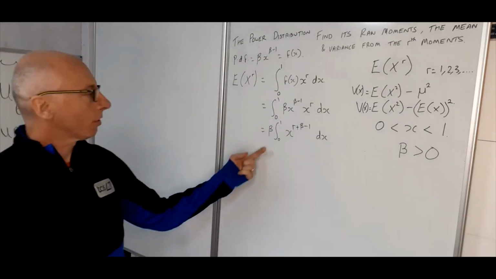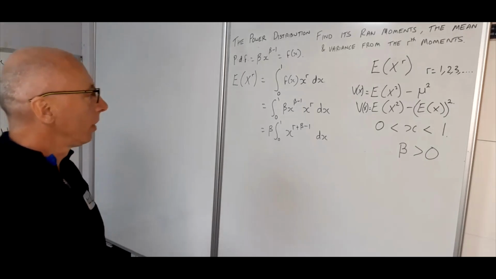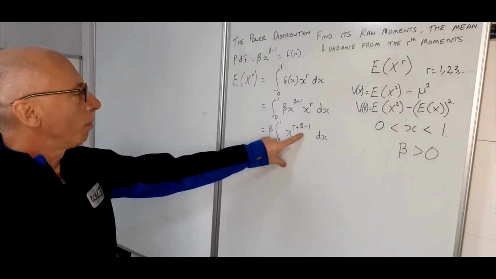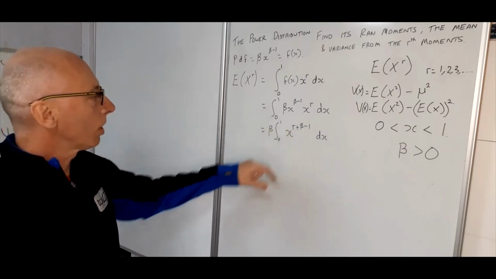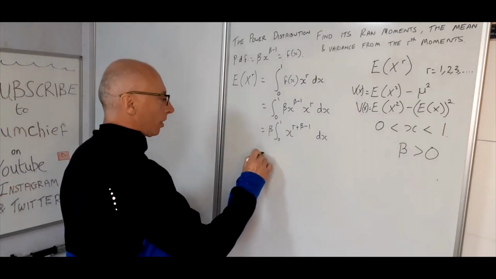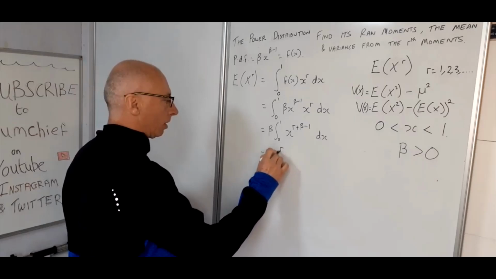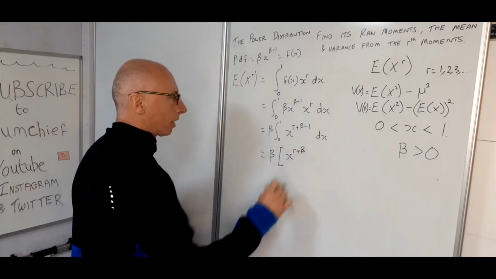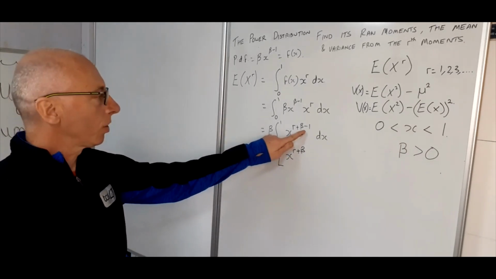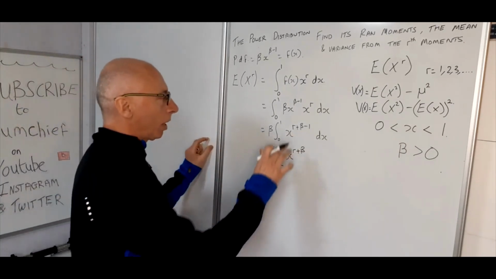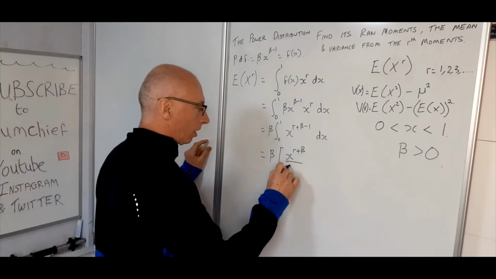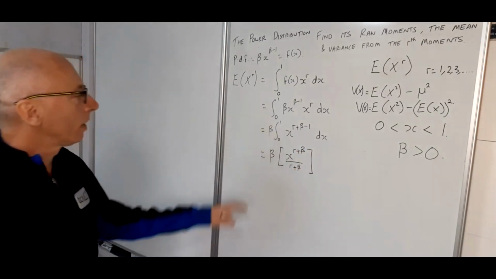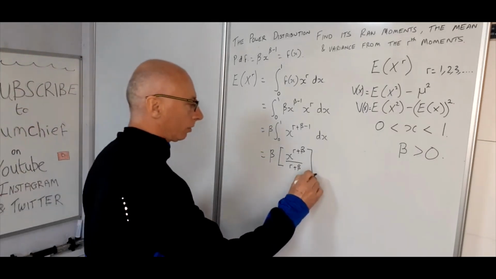Okay, so now we're ready to integrate. We can integrate this one straight off. Using the power rule for integration, the minus 1 will disappear because we're increasing the power by 1. So we've got beta times x to the r plus beta, so that's increased by 1. And then we need to divide by the new power, so that's r plus beta. And this is calculated from 0 to 1.